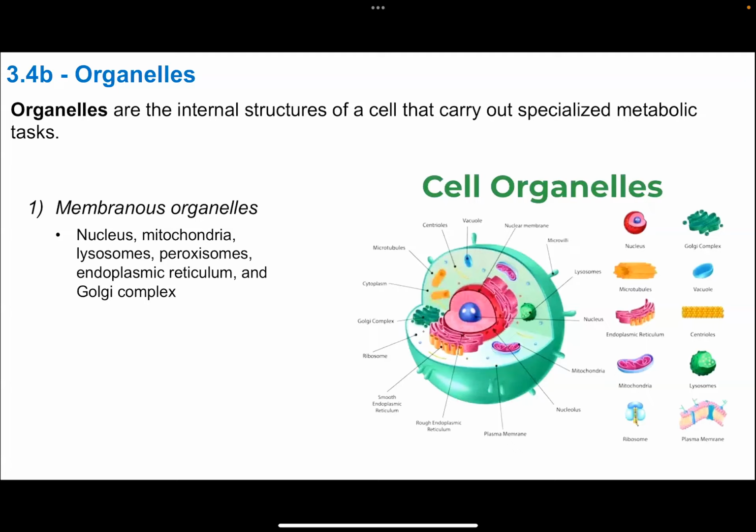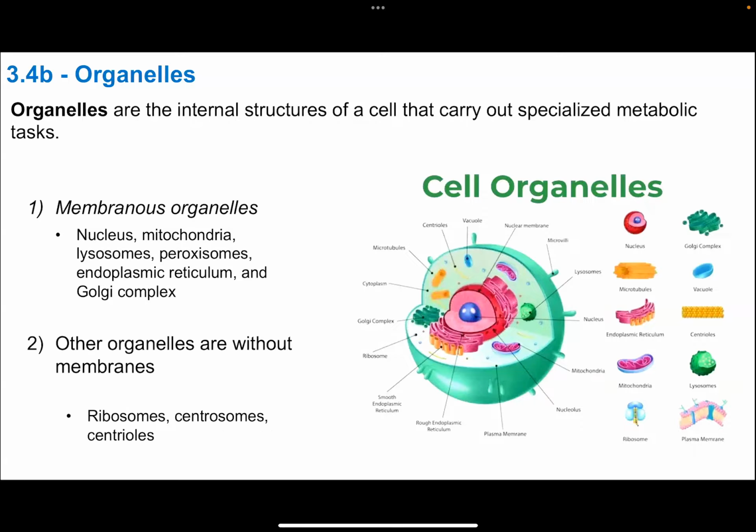There's membranous organelles, meaning they have a membrane, and this is going to include the nucleus, mitochondria, lysosomes, peroxisomes, the endoplasmic reticulum, and the Golgi complex. The other type of organelles are going to not have a membrane, so it's pretty simple. You either have a membrane or you don't. The organelles that don't have a membrane would include ribosomes, centrosomes, and the centrioles.